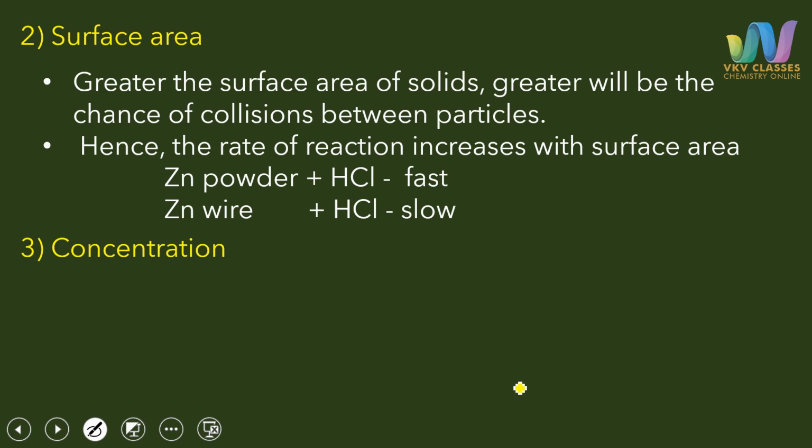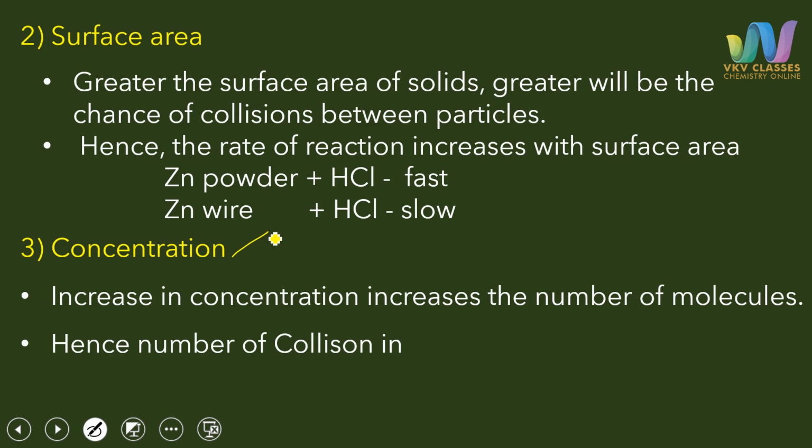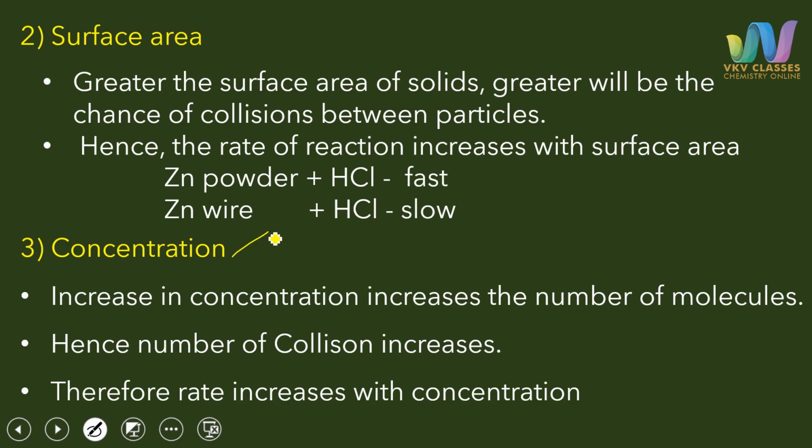Third factor deciding the rate of reaction is the concentration, and the concentration has a very important role in deciding the speed of chemical reaction. Increase in concentration will increase the number of molecules present in the reaction mixture. So, the number of collisions between the molecules will increase, and this leads to the increase in reaction. So, rate of reaction increases with increase in concentration of the reactants.